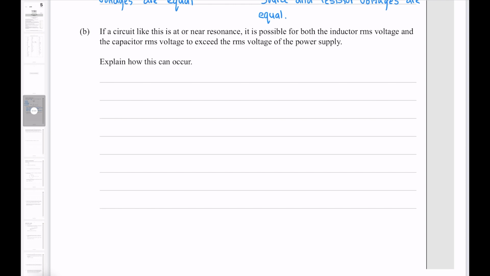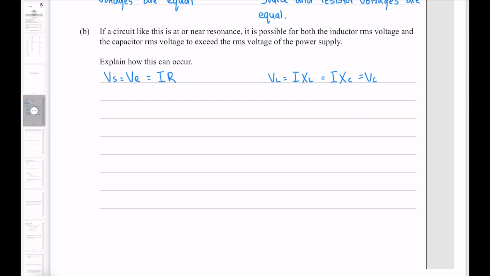And so we know that the voltage of our source is equal to the voltage of our resistor, which is in turn equal to the current times the resistance. We also know that the voltage of our inductor, which is equal to our current times our XL, is also equal to the current times our XC, which is the voltage across our capacitor. These are things we just went over in the previous question.